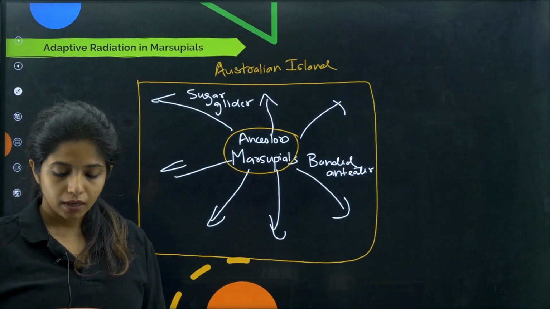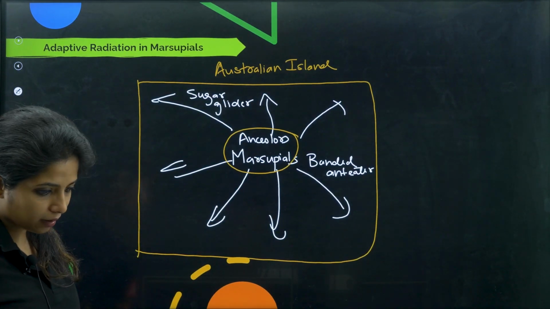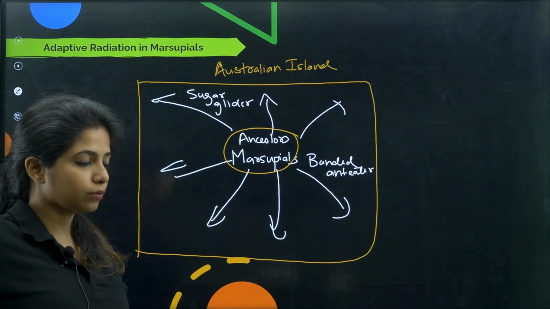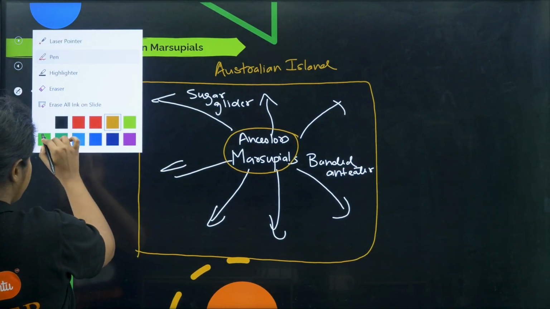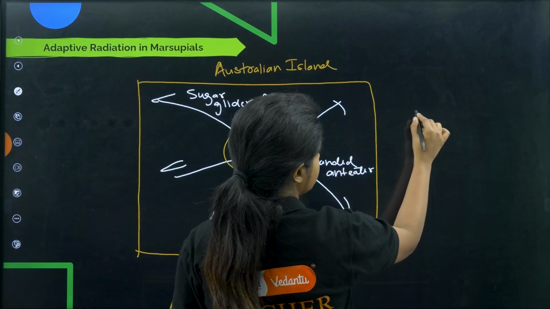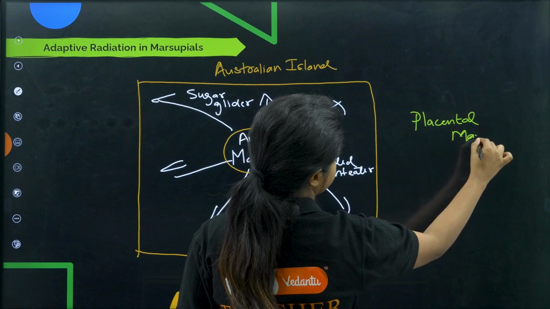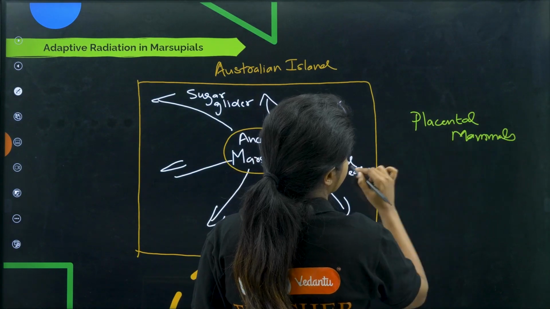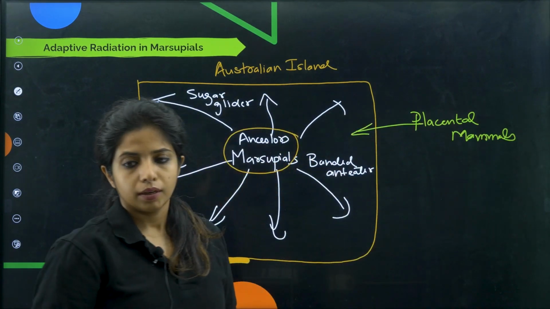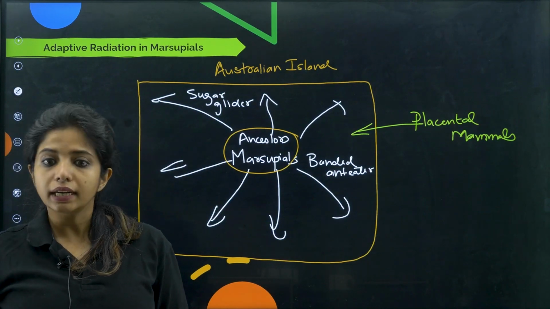I agree to that. But now there's a twist to the story. Now I am saying that in the same area, there were placental mammals also. You know how they are different, right? They are different category. So in this area itself, you had placental mammals, and they also, my dear children, did adaptive radiation.